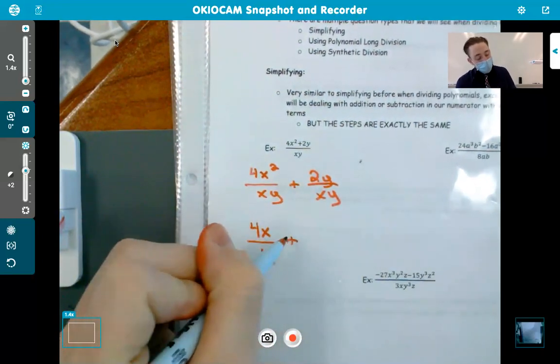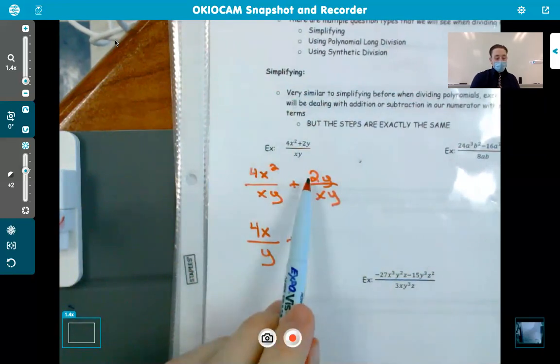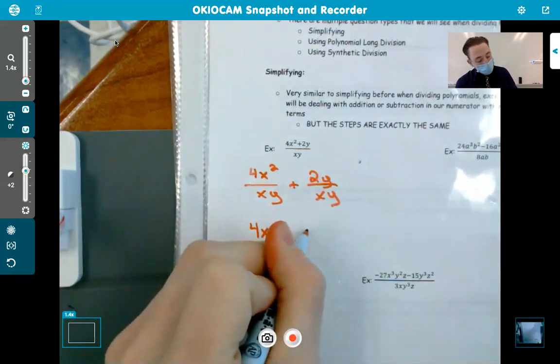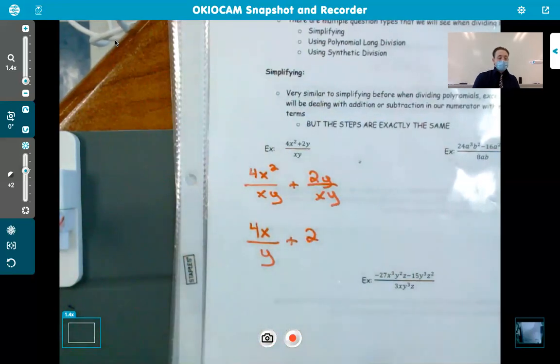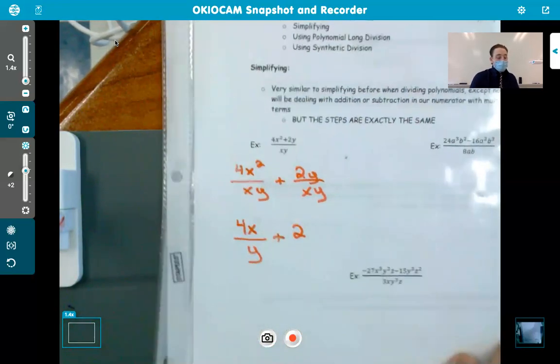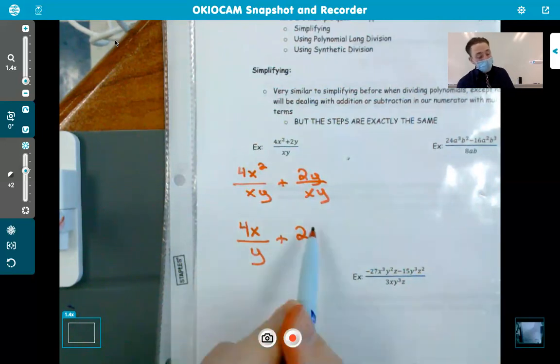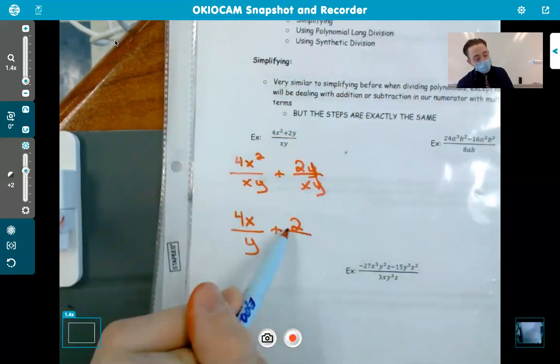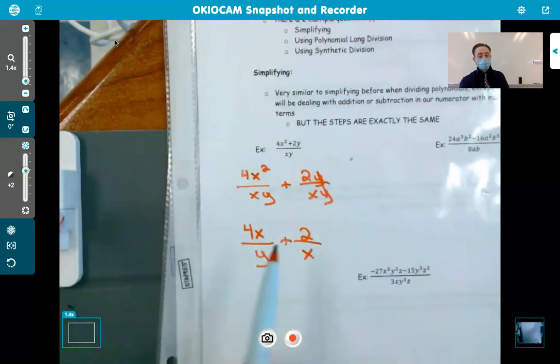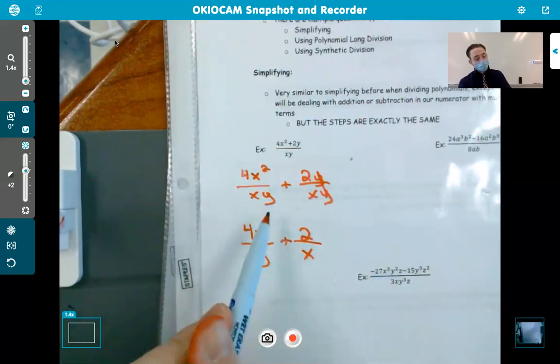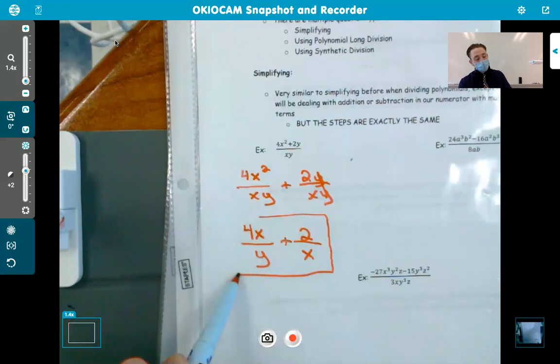I'll do the same thing with the next fraction. I have 2 over 1, which is just going to stay 2. I have y over y. What's that going to simplify to? What's anything divided by itself? One. Just 1, right? So I'll have 2. The y's will actually cancel, and I have an x left in my denominator, so I just leave it. Okay? So this is how you would simplify now.